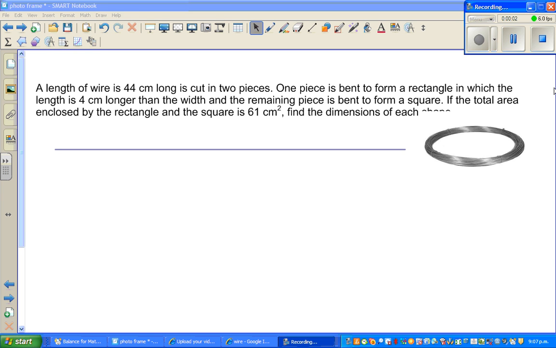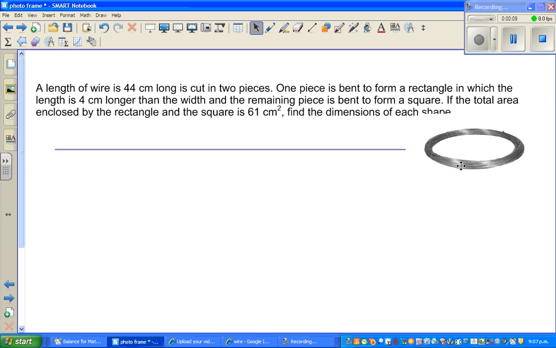Hello friends, continuing with word examples from algebra. Let's look at this question.